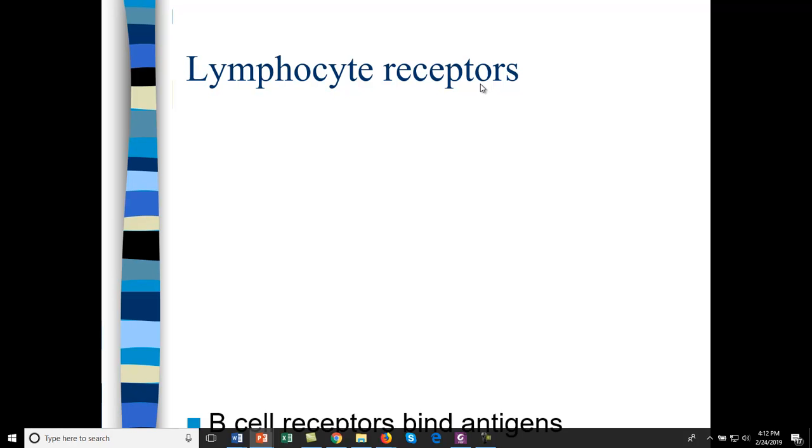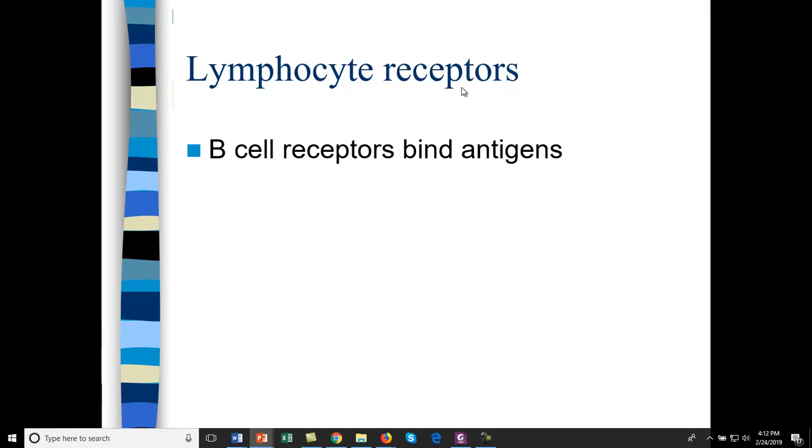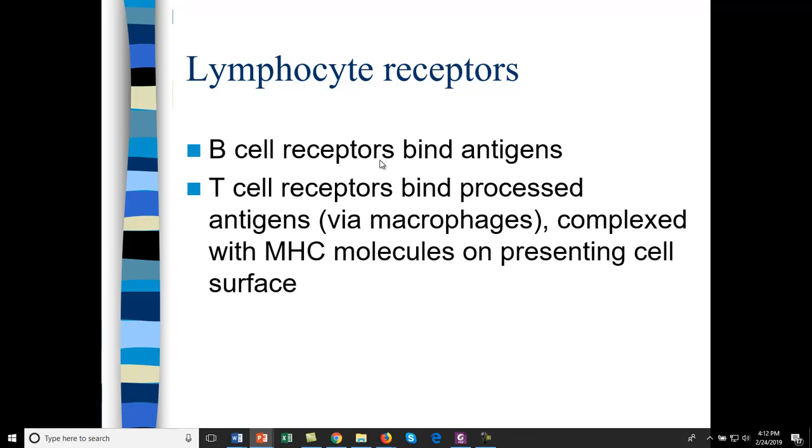Okay. B cell receptors will directly bind to antigens, and B cell receptors are just antibodies that are studded on the surface of B cells. T cell receptors bind processed antigens, okay, via macrophages, and they complex with the MHC molecules on the antigen-presenting cell surface. Okay, so T cell receptors dock with the MHC class 2, and that docking is facilitated by a specific antigen that will guide in the T cell receptor.